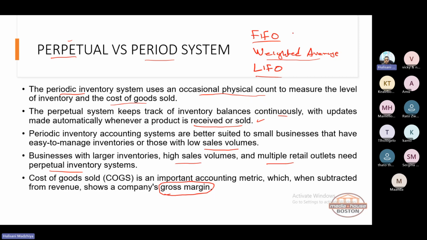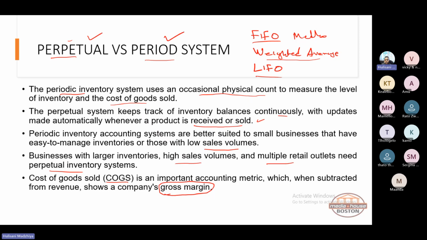So we refer to these as methods of managing inventory, and therefore these are the systems that get used together with the method adopted for inventory. Before I move forward, in terms of calculating the cost of goods sold under the perpetual and periodic, is there anyone who has any questions so far? Anyone with a question? Okay, thank you very much for the thumbs up.